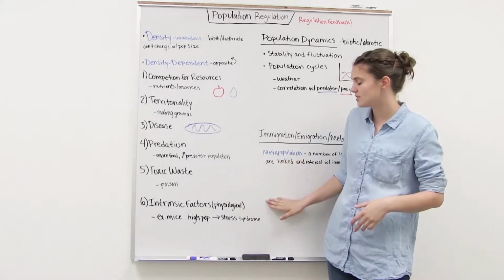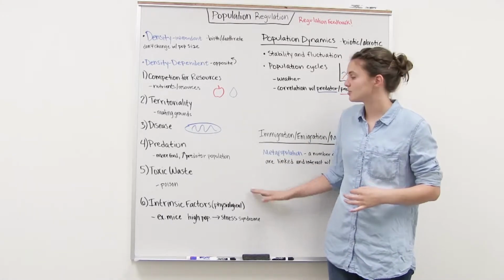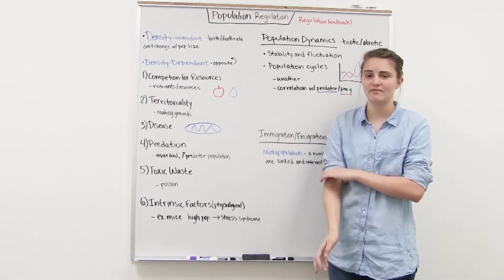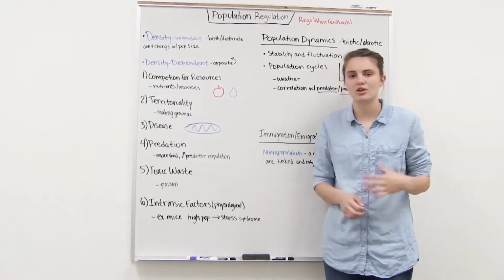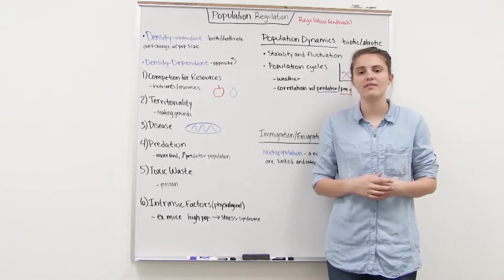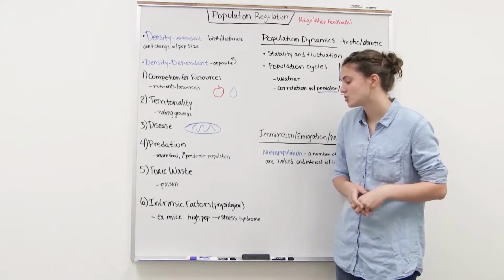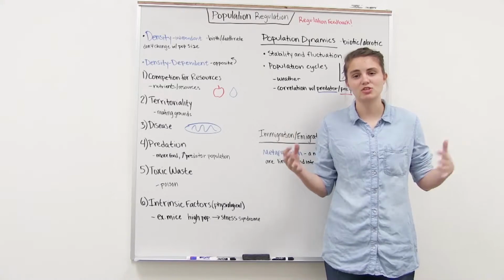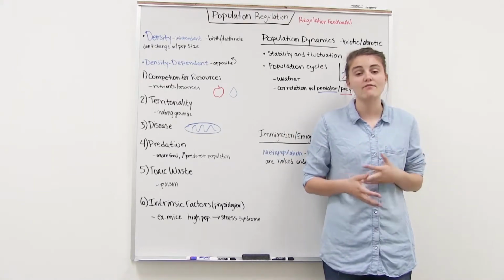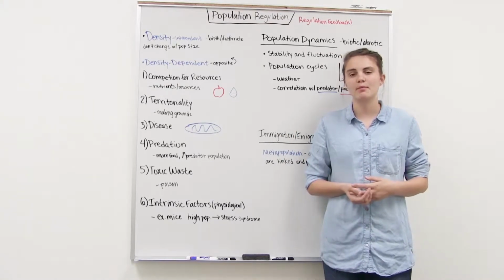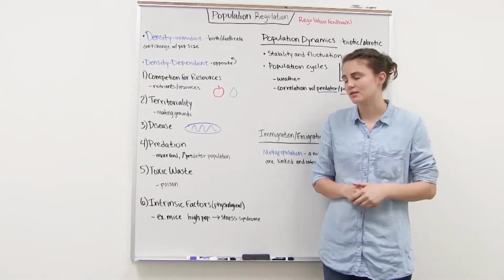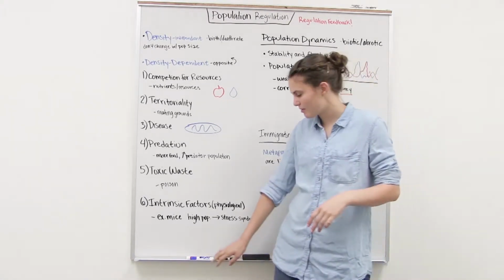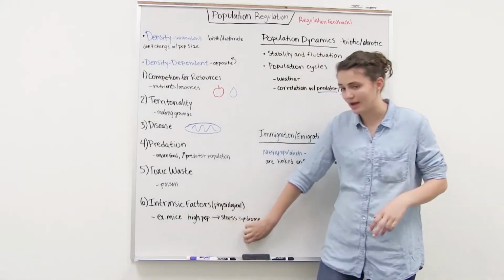The last one is intrinsic factors. And so the first 5 we've been talking about have all been environmental factors. This last one is going to be a physiological thing that occurs within the organism of the population. So sometimes when we increase the population, the organisms have some sort of physical response that keeps them from continuing reproducing or increases their likelihood of death. So a really cool example of this is in some type of mice.